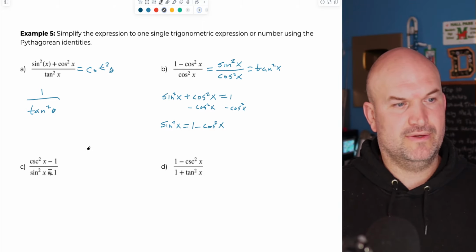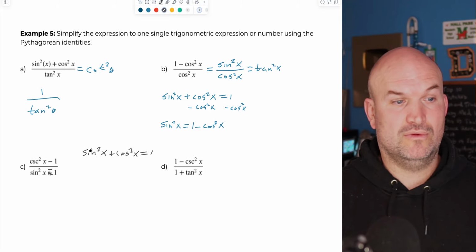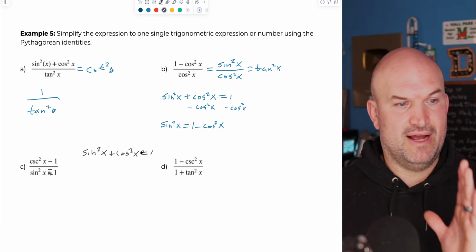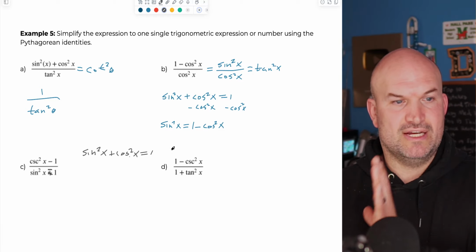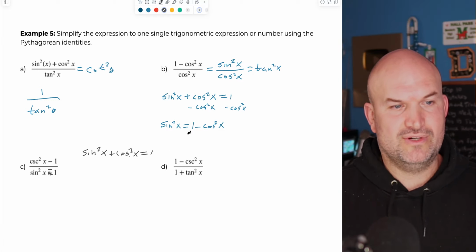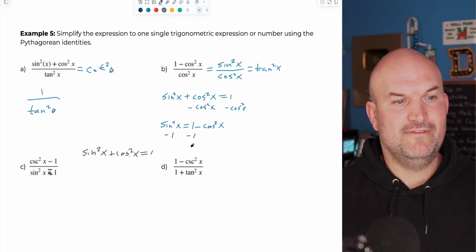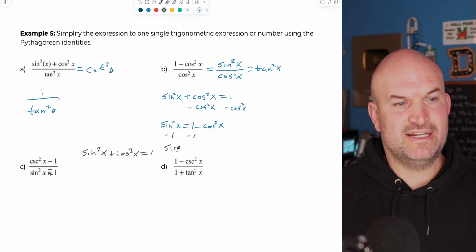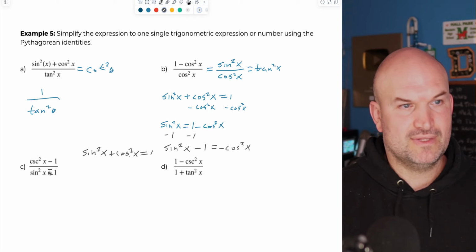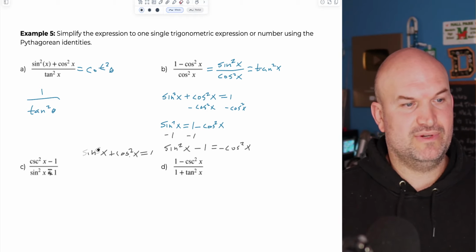Let's rewrite it then. So if I have sine squared of x plus cosine squared of x is equal to 1, right? Now, let's say I keep the sine here, but I got the cosine over to the other side. Actually, let's just do it here. Why am I messing around? If you subtract 1 on both sides, I get sine squared of x minus 1 is equal to negative cosine squared of x, okay? So, got that one done.